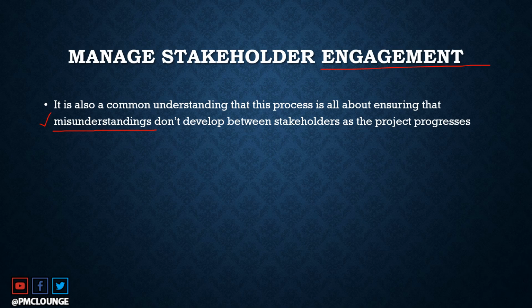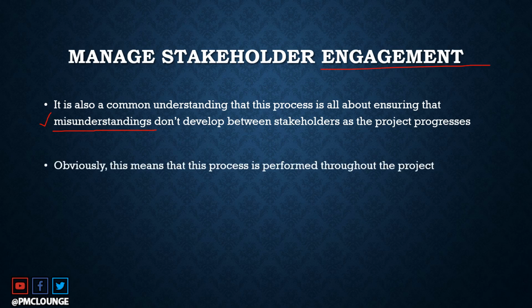You are managing the engagement that you have with your stakeholders. So obviously this means that this process is performed throughout the project. There's no such defined time where you're going to sit and say, okay, today I'm going to manage stakeholder engagement. It doesn't work like that. You are managing your engagement with stakeholders throughout the project, right? There is no specific time, there is no specific milestone where you manage stakeholder engagement. And it is quite obvious, right? Misunderstandings can happen at any time, right? So you need to make sure that you are performing this process throughout the life of your project.